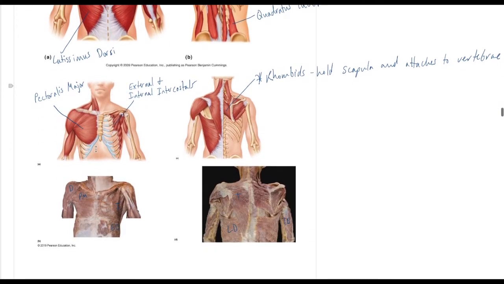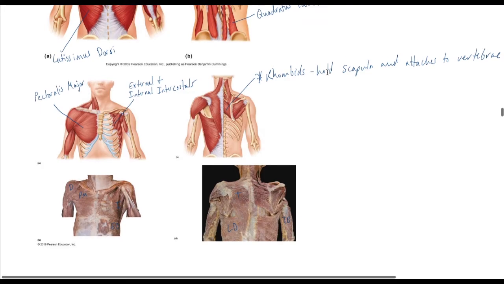And then here's a better picture of our pectoralis major and our internal and external intercostals. Remember, our internal is going to run deep and it's going to deal with depressing, while external is more superficial. Then our rhomboids here, we didn't talk about it, but it's extra for you. It's going to hold the scapula and attaches to the vertebrae. And when you deal with retracting of your scapula, you're going to be working out your rhomboids.